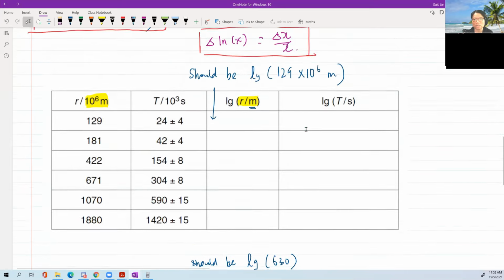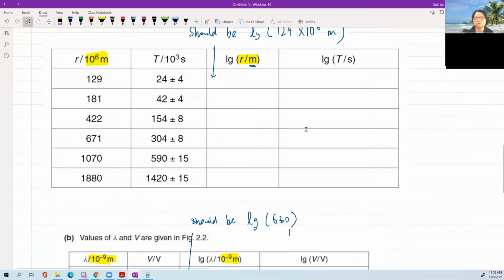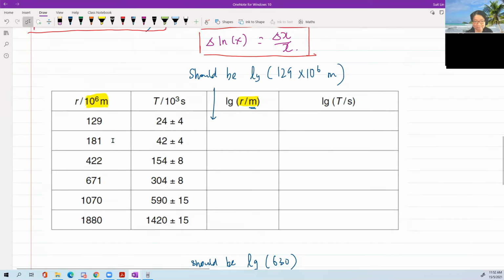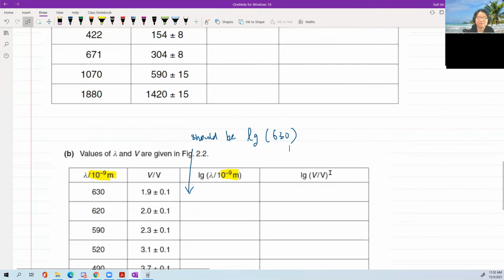Why do they do this to us? I don't know. Just be careful. Just look, they are not consistent. Every paper is a different thing. So if you want to try this question, this is from ON19 paper 52.